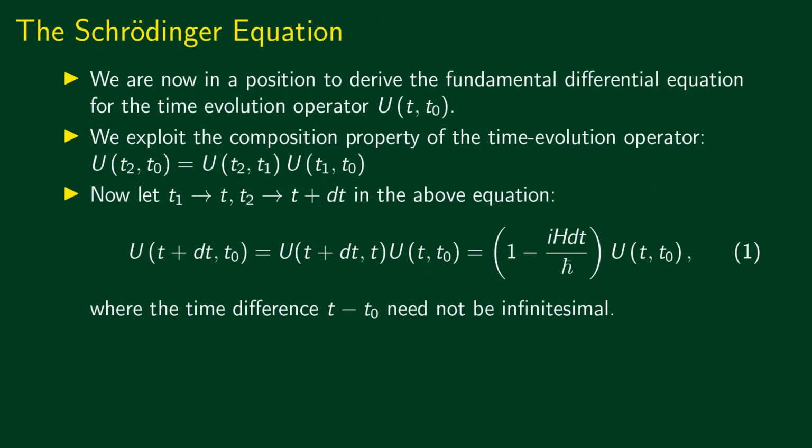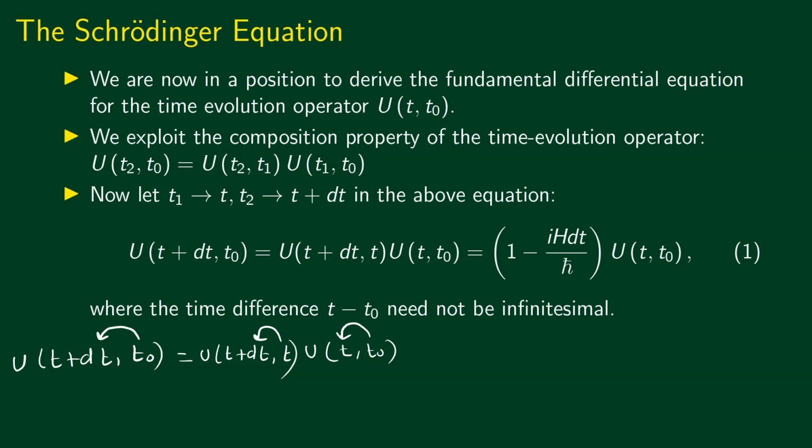Now, using the composition property, we can derive the fundamental differential equation for the time evolution operator. Let's look at the time evolution operator U(t + dt, t0). Using the composition property, we can write this as the composition of the two operators U(t, t0) and then U(t + dt, t). We can see that this is correct because this takes the state from t0 to t and this from t to t + dt. Together we have the operator that relates the states at time t0 and t + dt.